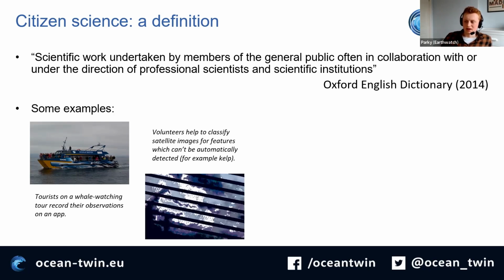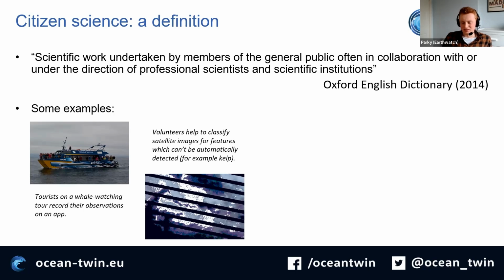Equally, you could have a case where volunteers help to classify satellite images for features which are not very easy to detect automatically. There's a whole category of online citizen science projects where people volunteer from their computer at home to do some kind of data analysis or image classification. An example here is kelp forests, which have a particular spectral signature, but one which isn't easy to automate the detection of, because it's easy to mistake for other ocean features. But we as humans are quite good at spotting the pattern of where kelp forests are.